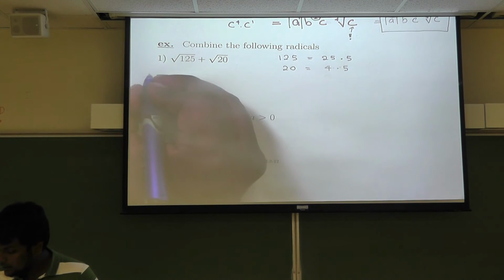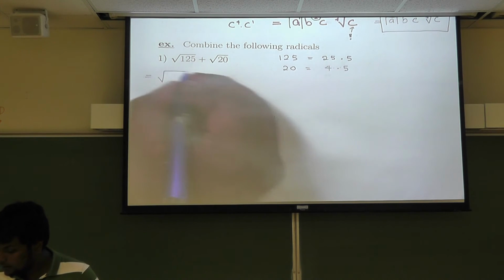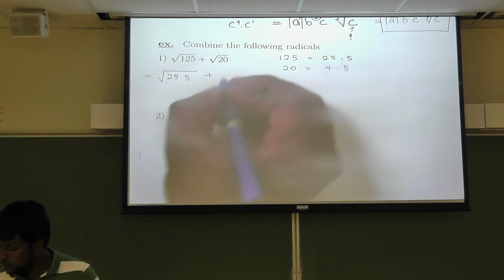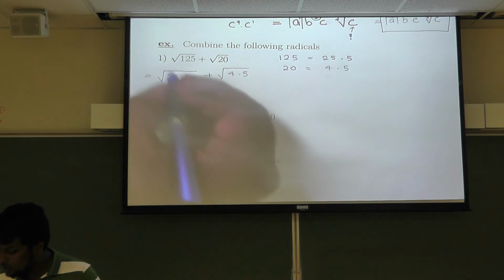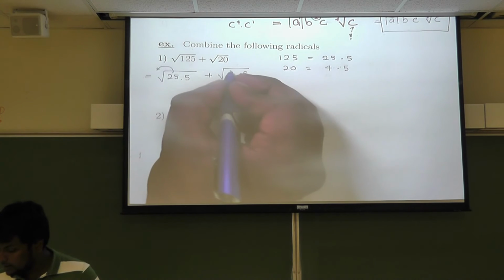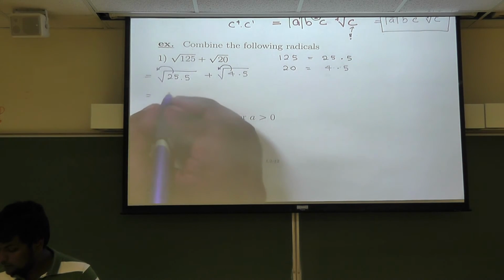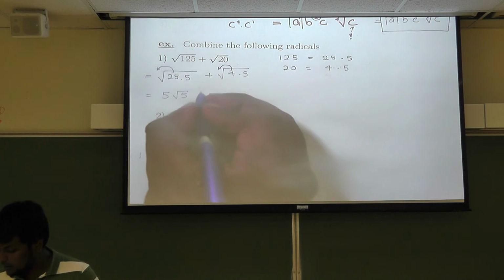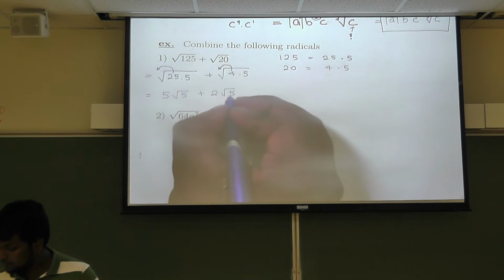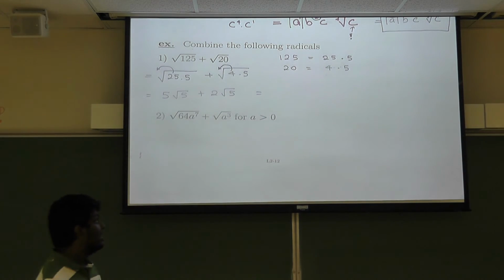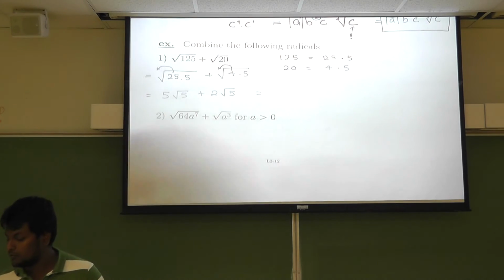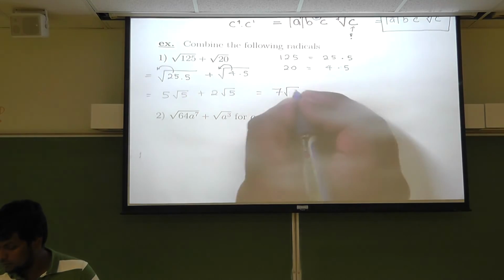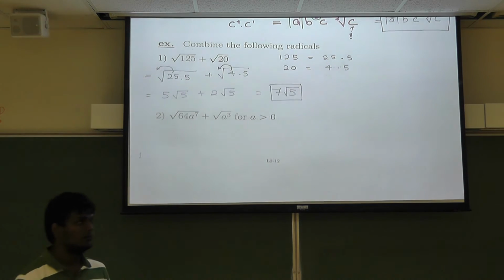So let us write, instead of 125, square root of 25 times 5. And instead of root 20, I'm going to write square root of 4 times 5. Now I can take out square root of 25 and take out square root of 4. So I get 5 square root of 5 plus 2 square root of 5. Now it looks like 5x plus 2x, which is 7x, or 5 square root of 5 plus 2 square root of 5, which is 7 square root of 5.